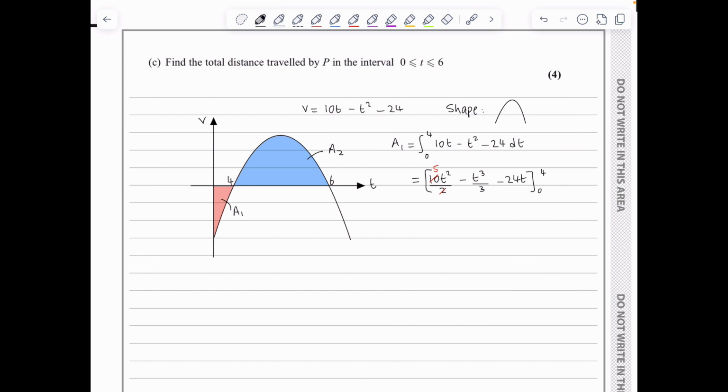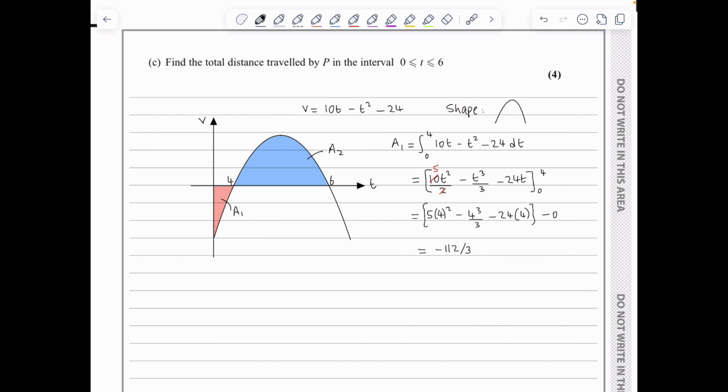And I will substitute the upper limit, so it's 5 times 4 squared minus 4 to the power of 3 over 3 minus 24 times 4. And if I substitute the lower limit of 0, we can see that everything is 0, and therefore the overall contribution by the lower limit is 0. And if I plug this on the calculator, I get an answer of minus 112 over 3. We are not surprised that we got a negative answer, because the area A1 lies entirely below the horizontal axis.